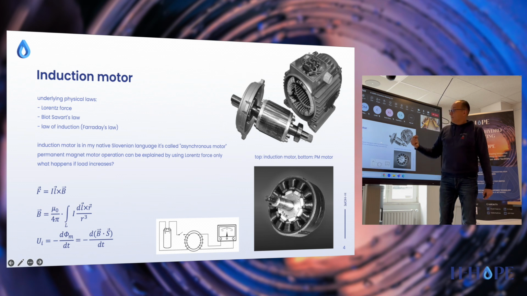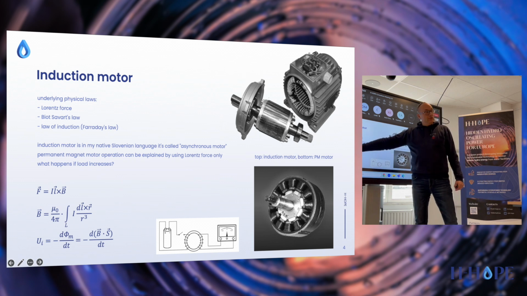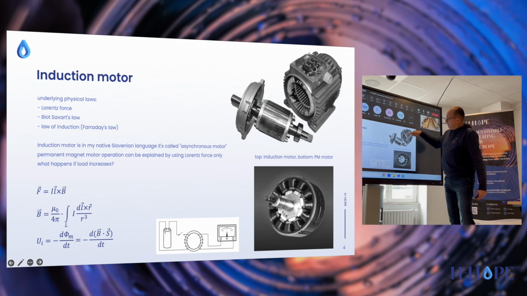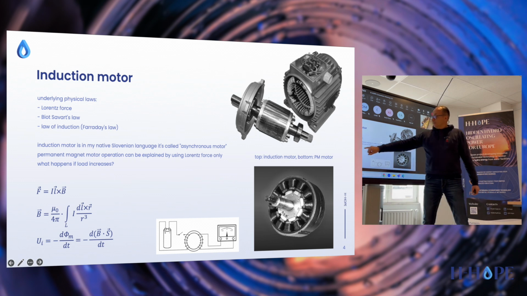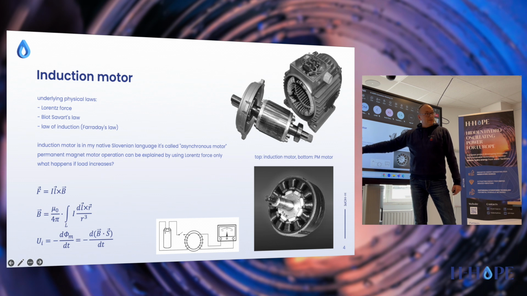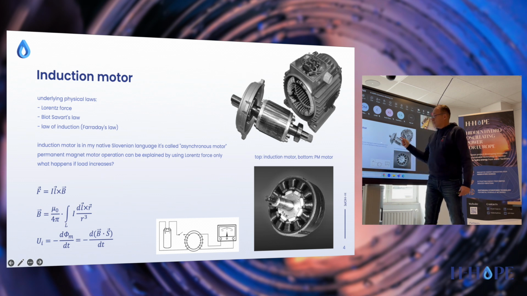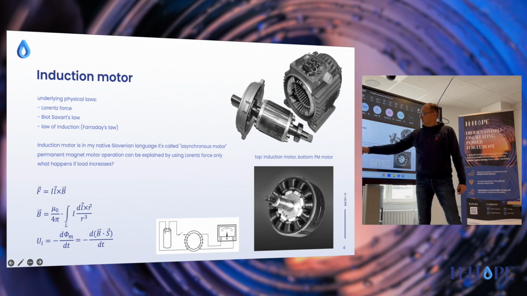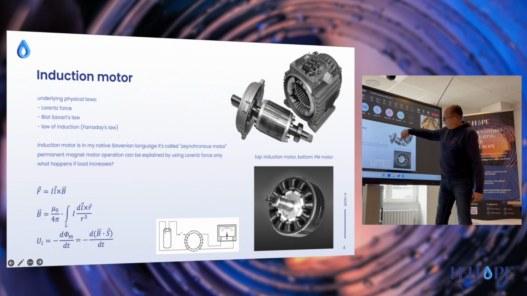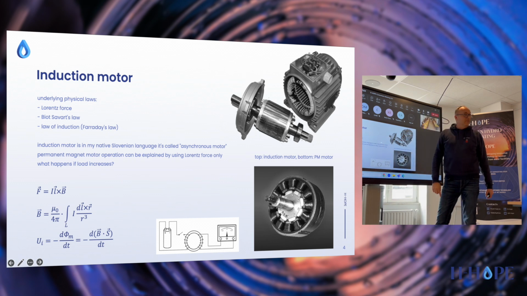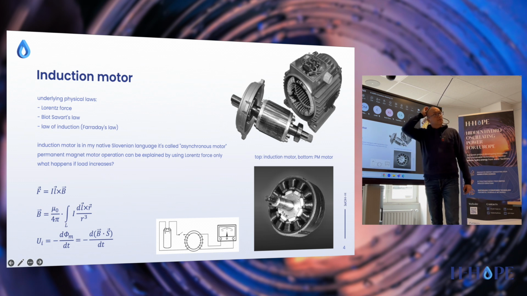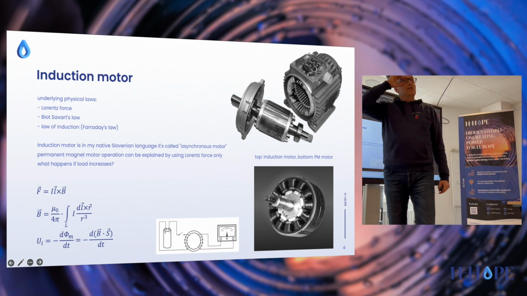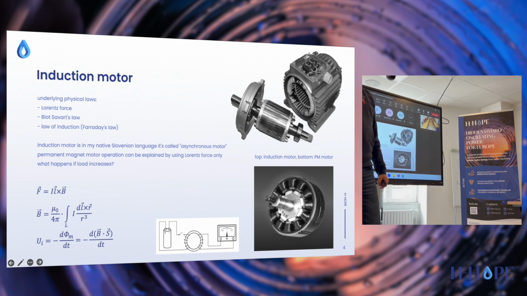And that means you have everything you need for the Lorentz force. You have the magnetic field of the stator, B, I is the current running around here, and you have the length of this current inside the magnetic field, the bars of the rotor. Therefore, you get the force, you get the torque, you get the power.